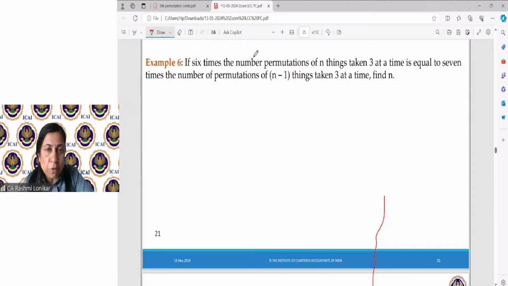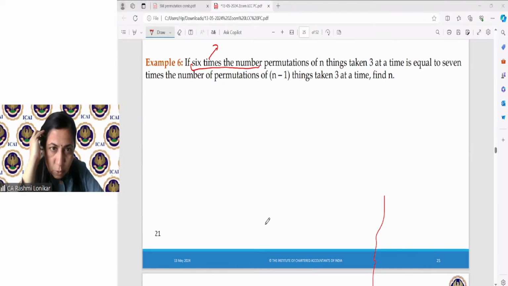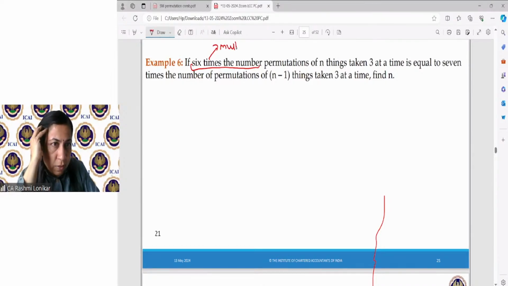If 6 times the number of permutations of n things taken r at a time is equal to 7 times the number of permutations of n minus 1 things taken 3 at a time. 6 times the number, मतलब टाइम्स आ गया ना वर्ड, टाइम्स माने क्या हो गया? What is the meaning of the word times here? Anybody can tell? Into, yes, multiplication. So here times means into, or you will use multiplication. क्या करना है? हमें मल्टीप्लीकेशन करना है.